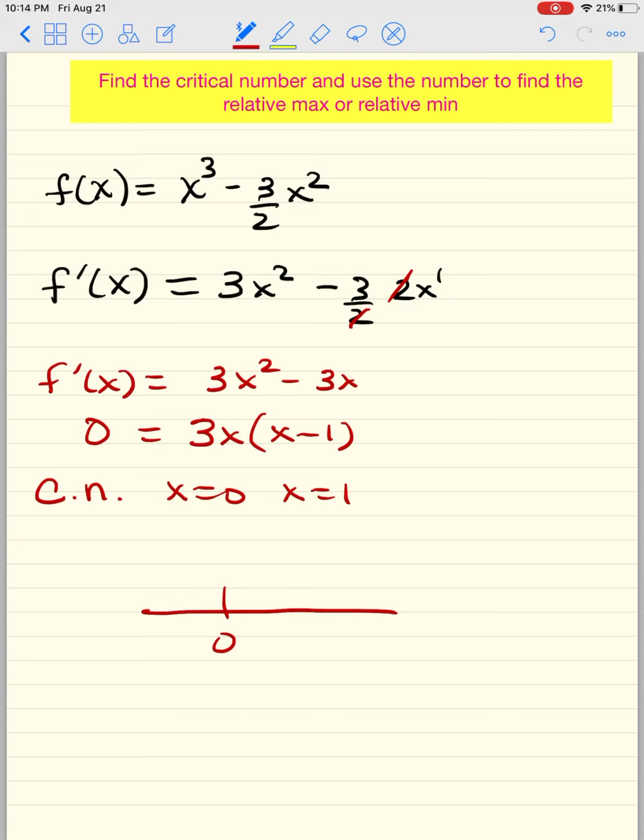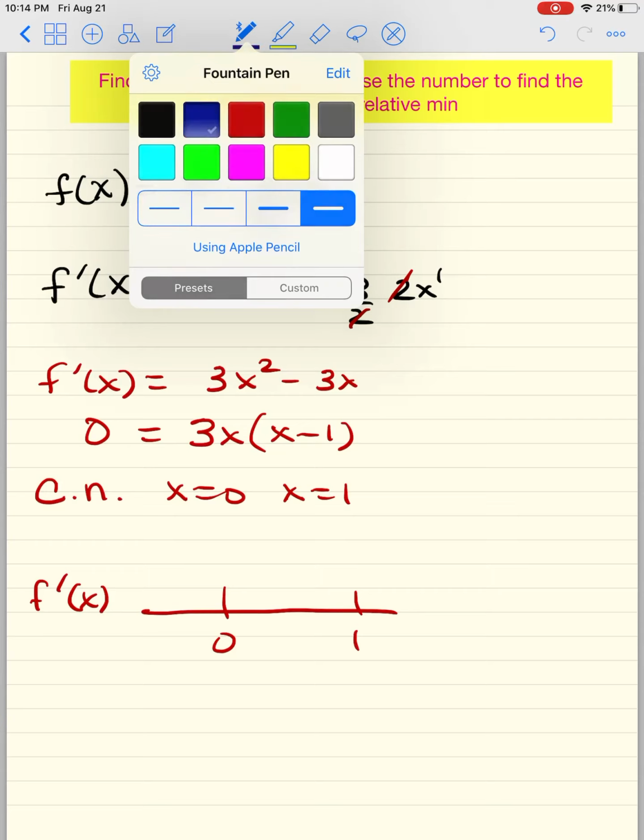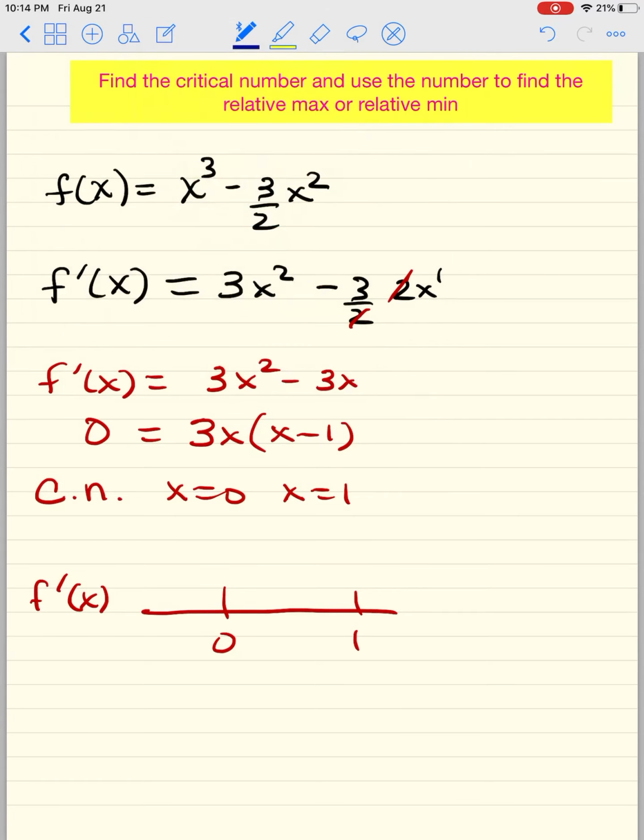Now we're going to put a number line, and we're going to put the critical numbers down, and then we are going to place the derivative there. And then what we're going to do is pick a number here, here, and here. So I'm going to pick the number 2. So what's f prime of 2? If you remember from the last videos, I don't care about the actual value. I only care about the sign.